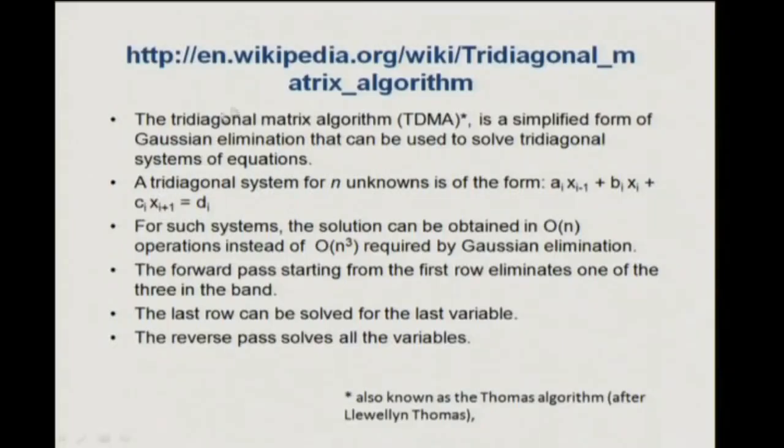And then you should go to Wikipedia and find out about tridiagonal matrix algorithms, so there is a simpler method than Gauss elimination, okay, to solve tridiagonal matrices. So, essentially you have this form: a i x i minus 1, b i x i, so 3 terms is equal to d i, and you can get the solution in order of n operations instead of order of n cube, which you require in Gaussian elimination.